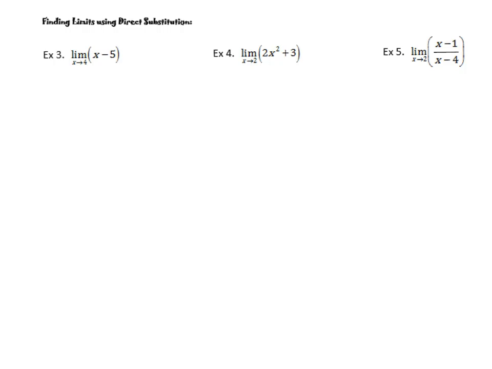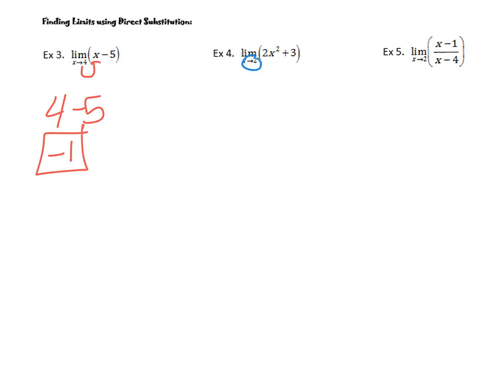Next one, finding limits with direct substitution. It basically is what we just did. Instead of splitting it up into more than one, as long as this does not need to be factored and nothing needs to be canceled, you can directly substitute in 4 here and get my limit. 4 minus 5 gives me negative 1.